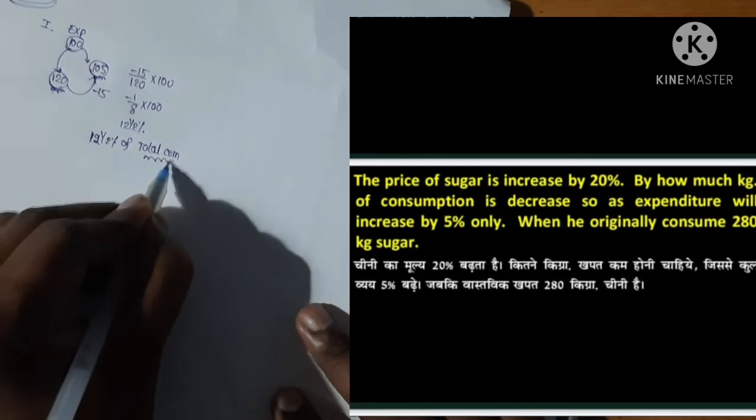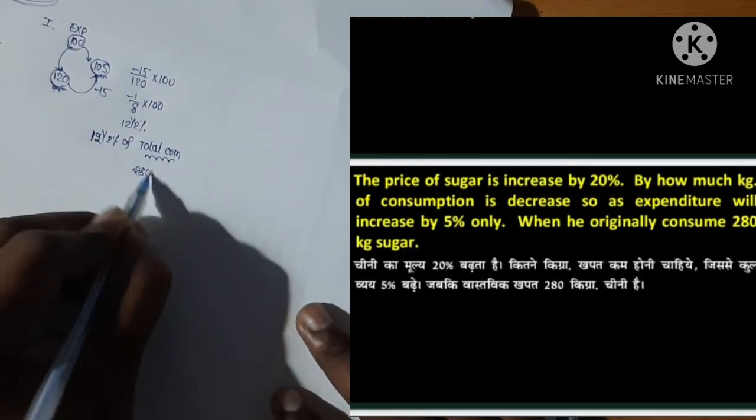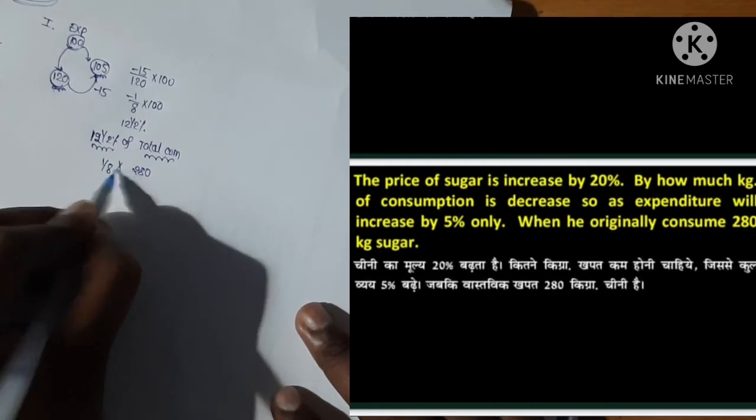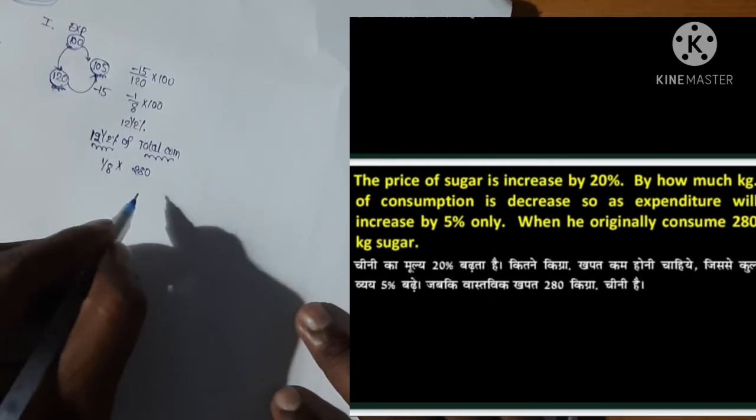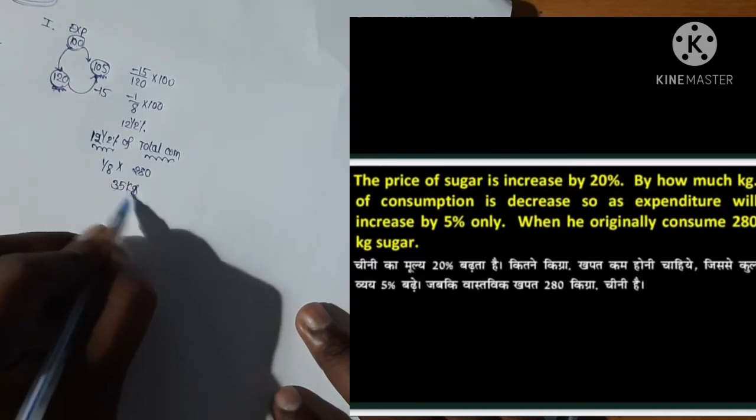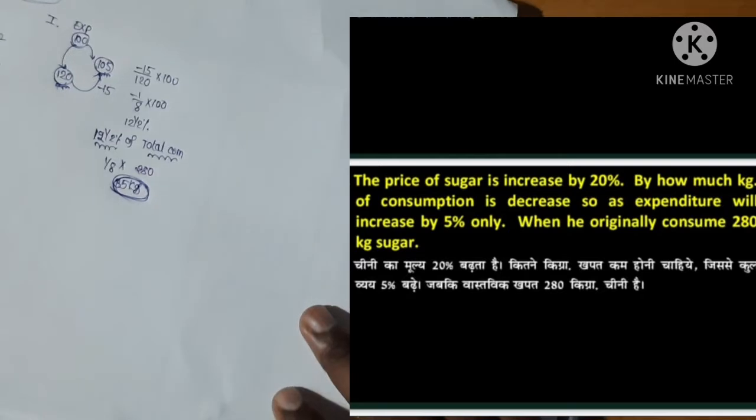So the total original value is 280 kgs. 12.5% value is 1/8. So 1/8 into 280, the value is 35. We have to decrease 35 kgs.